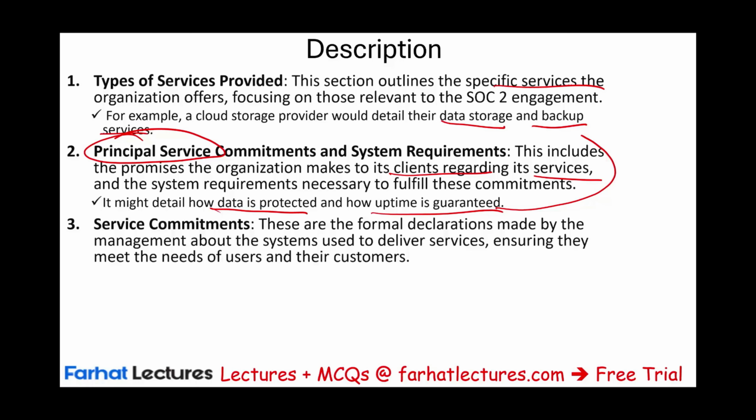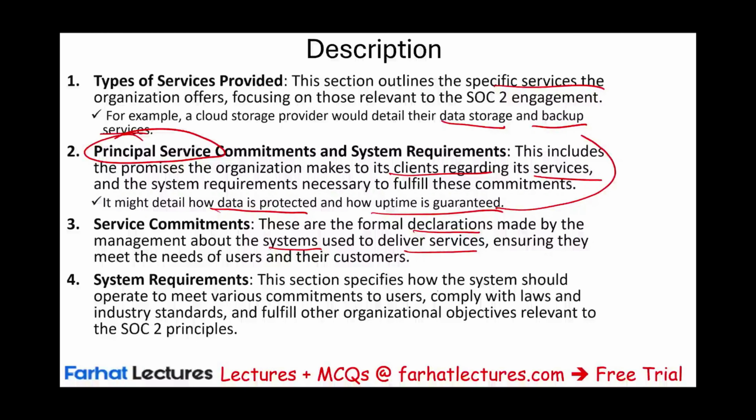Service commitment, they'll have to include that. These are formal declarations made by management about the systems used to deliver services. This is to make sure that they meet the needs of users and their customers. I'm making a service commitment to you. Just spell it out. Tell me what those commitments are.